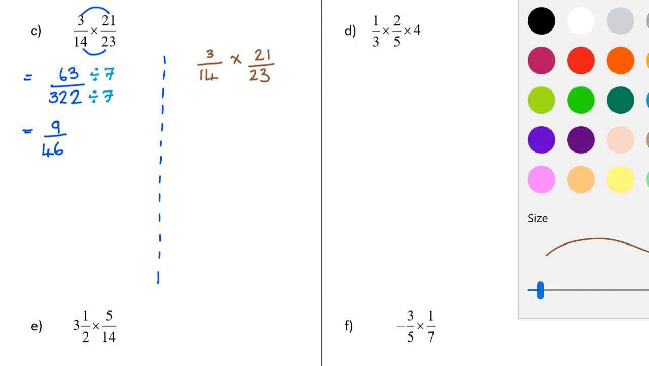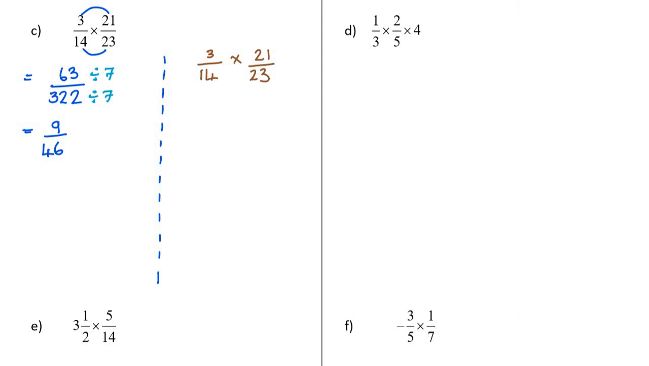Now by that I mean, can you divide something on the top and something on the bottom by the same thing? Now when you do this, you've got to be quite neat, because otherwise it becomes quite a mission for you to see what you actually should be multiplying. So if I look at 3, does 3 go into any of the numbers on the bottom? Well, 3 doesn't go into 14, and it doesn't go into 23 because 23 is prime. So that doesn't help.